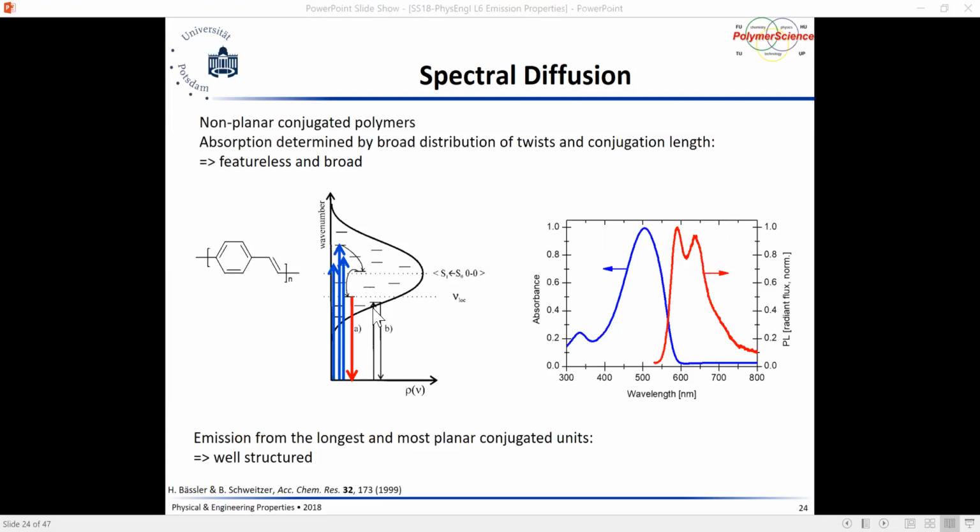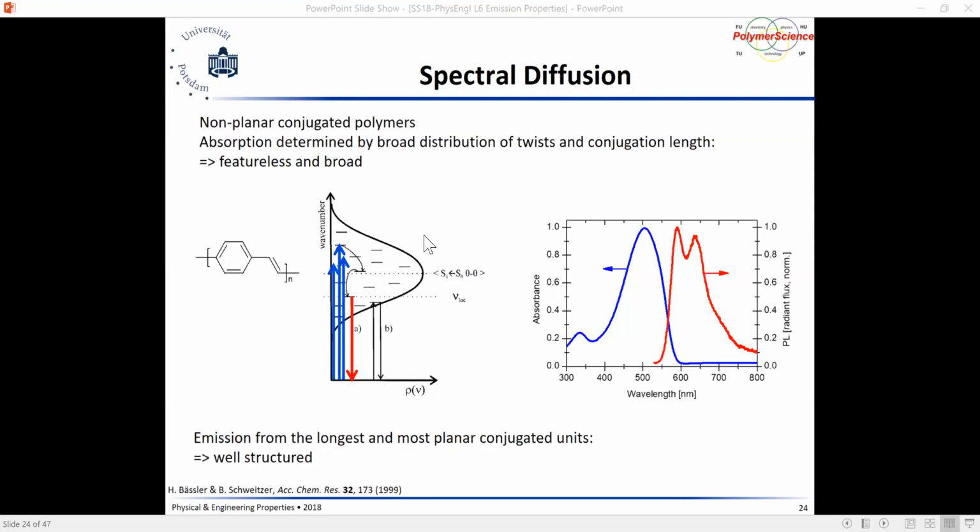So, in cases of non-planar conjugated polymers, the absorption is very broad, and the broadness is due to the distribution of twist in the conjugation and the conjugation length. So if we remember, we gave one example before, that in the ground state, there's high torsion between two aromatic units because we have a single bond. And that causes a lot of the twisting.